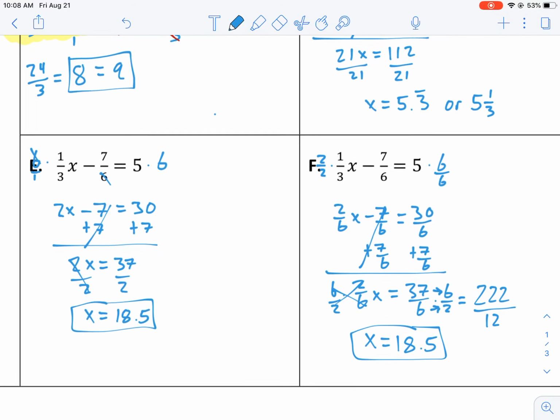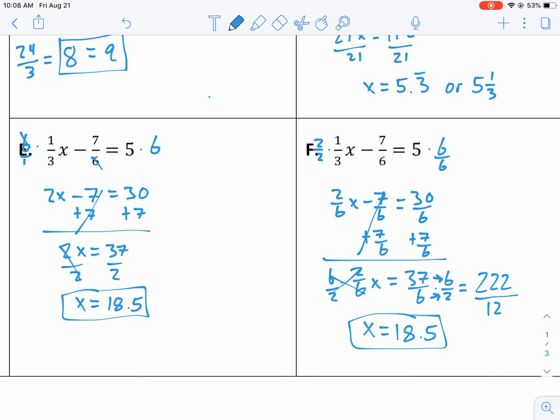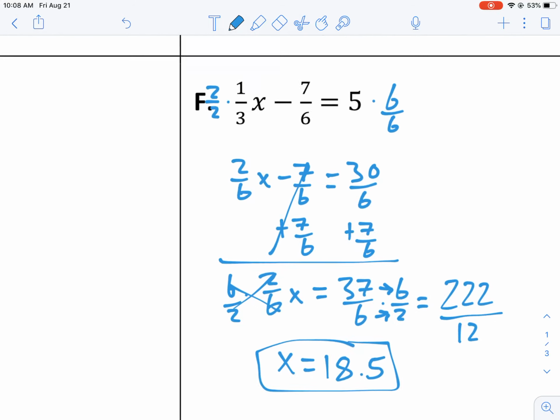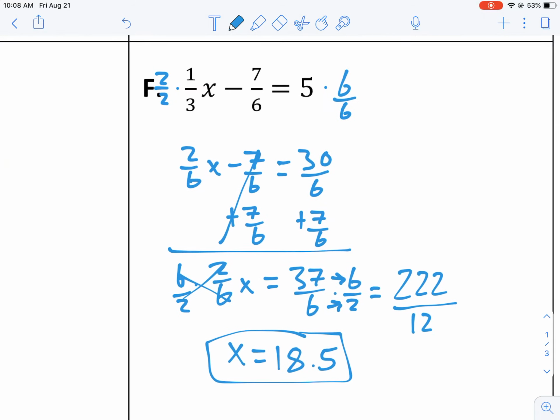There are different ways to do things. If you understand math and you understand how numbers work, you can make your life easier. If you don't, recognize ways to get rid of the fractions, or you can still solve it like we did here for F with the fractions, and you'll get the right answer.